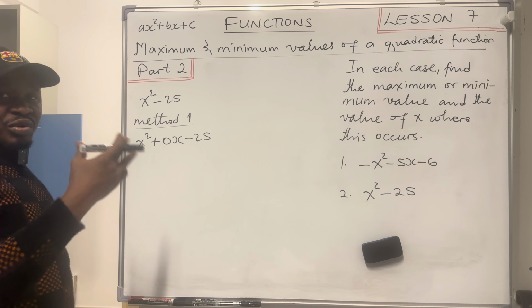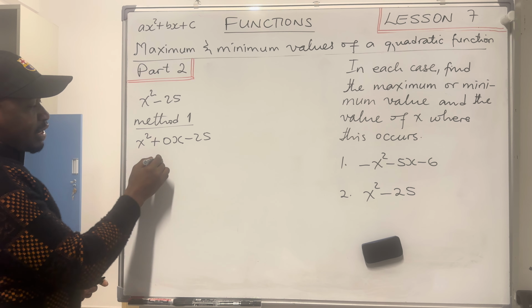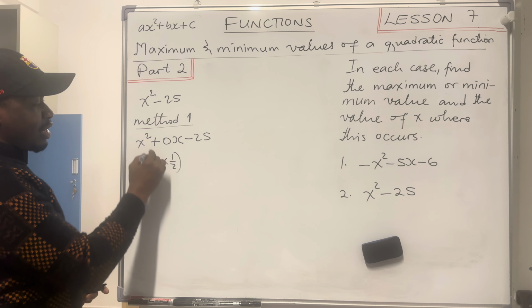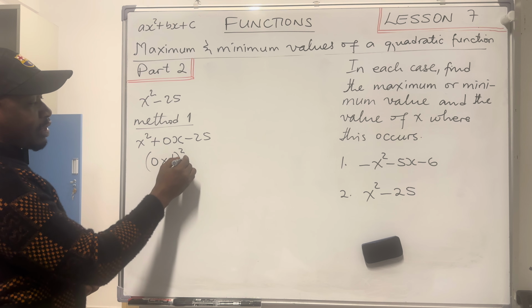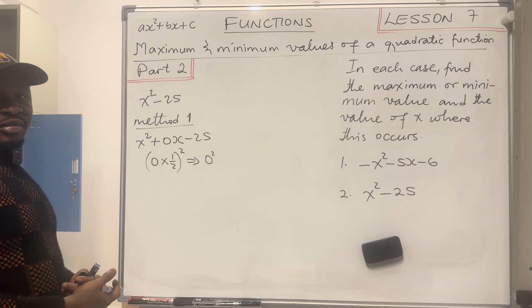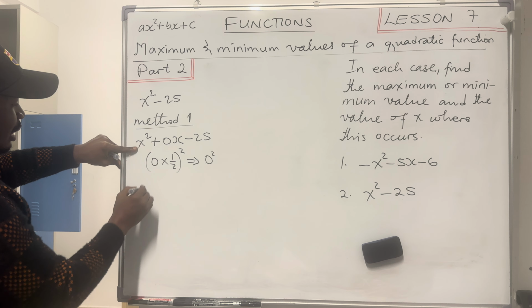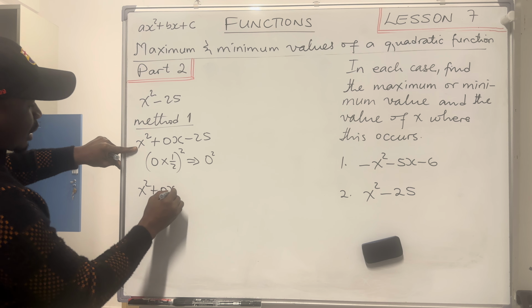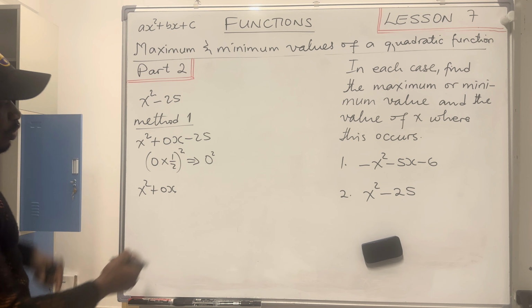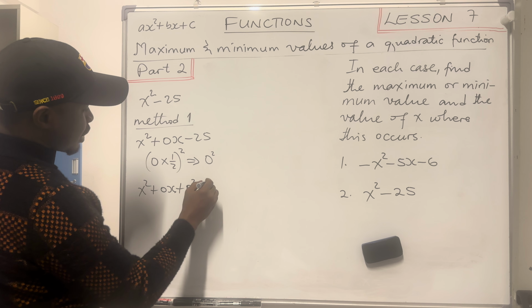Remember the steps according to the explanation. We need the coefficient of x, which is what? 0. This 0, we multiply it by half, as we usually do, and square. And everything becomes 0 squared, which is just 0. So therefore, we can say x squared plus 0x. What else do we do? We add this and subtract it again.